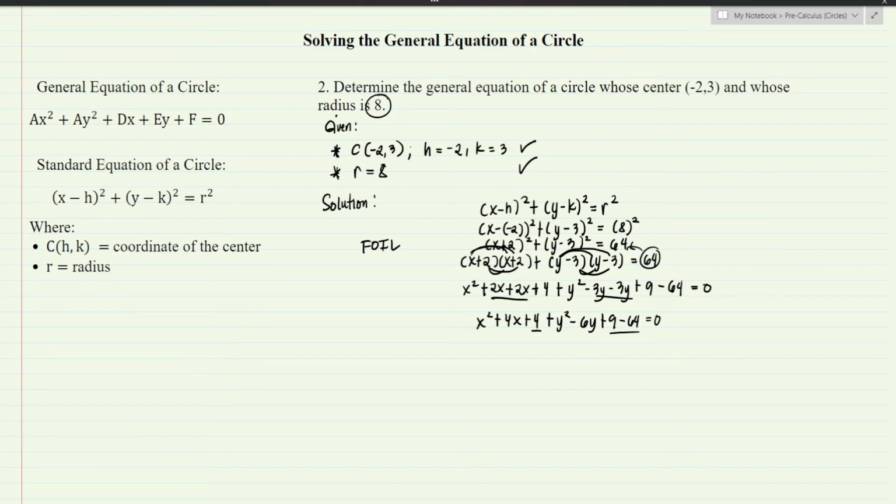So 4 plus 9 is 13 minus 64. So that would be equal to negative 51. Therefore, our answer here would be, copying the sequence of our general equation, I would have x squared first plus y squared plus the term containing x, that would be 4x. Then the term containing y, that is negative 6y. Then again, the simplified value of our constant, that would be negative 51 equals 0. So this is now our general equation, x squared plus y squared plus 4x minus 6y minus 51 equals 0.